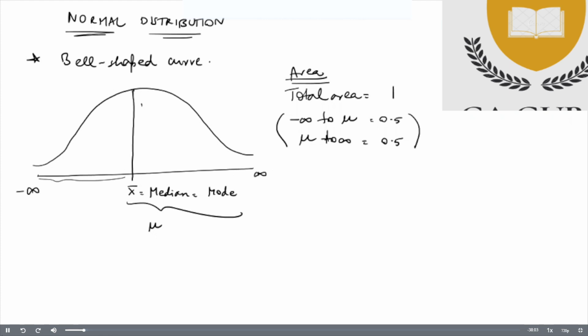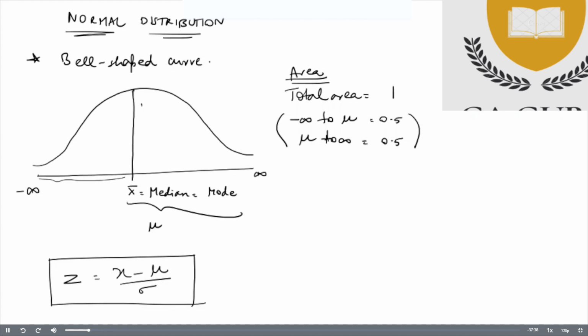Total is 1. In the formula you learned, the exponential function goes like e to the power minus 1 by 2 into ((x minus mu) by standard deviation) the whole square. In that, the portion (x minus mu) by standard deviation is called z. We denote this by the term z. Z is equal to (x minus mu) by standard deviation.